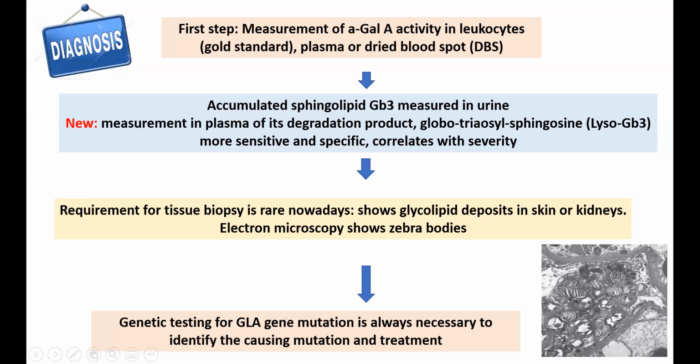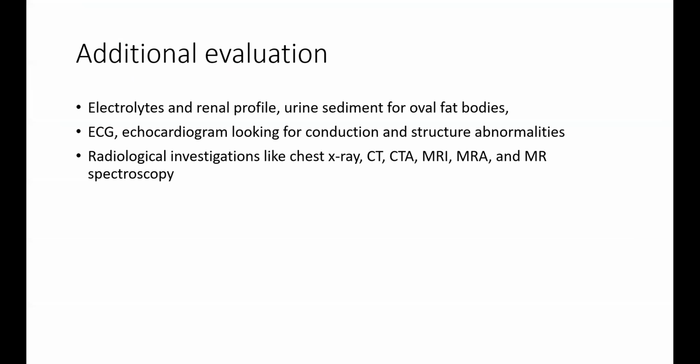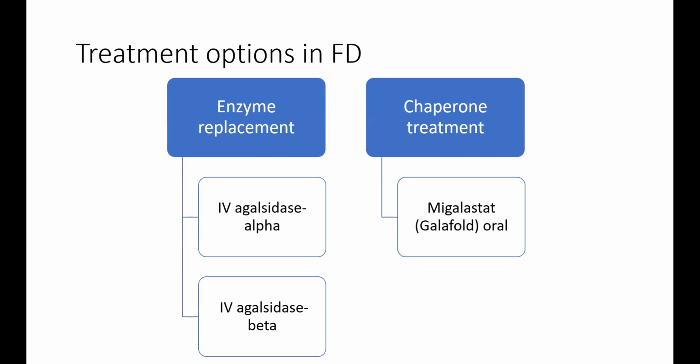And finally, the confirmatory test is the genetic testing for the GLA gene, which is always necessary to identify the causative mutation because there are certain forms of therapies which are based on specific genetic mutations. The additional evaluation is to look for the additional organ involvement, such as the kidneys, the heart, the brain.